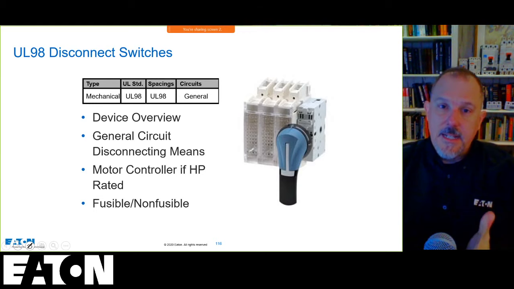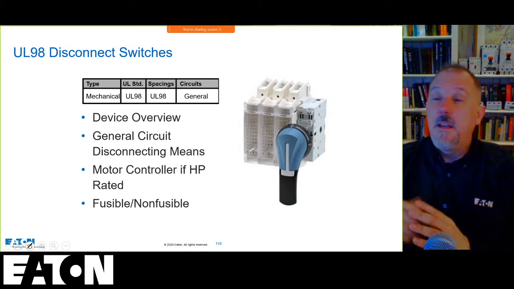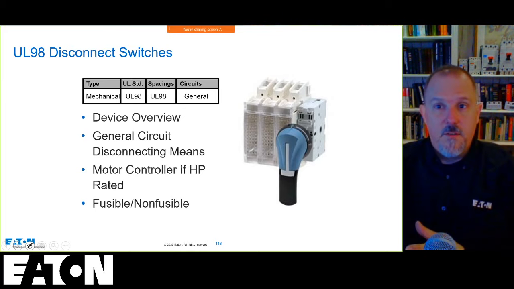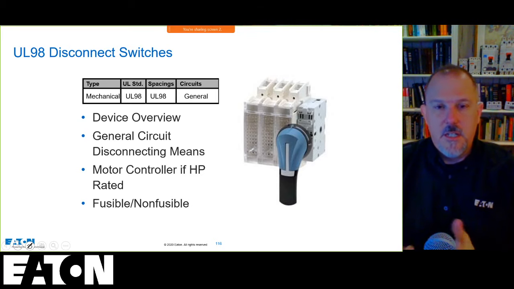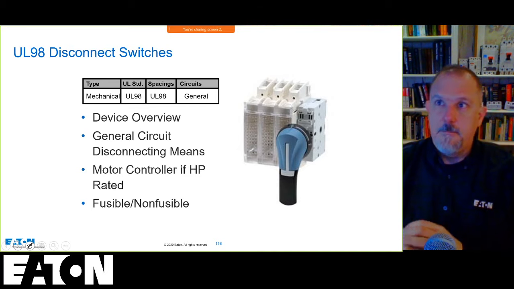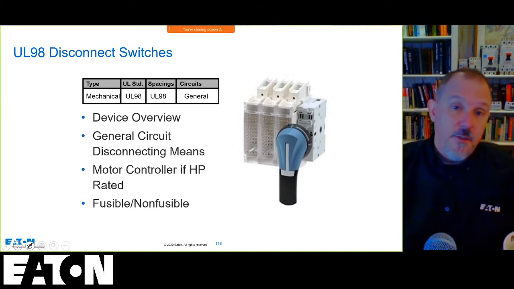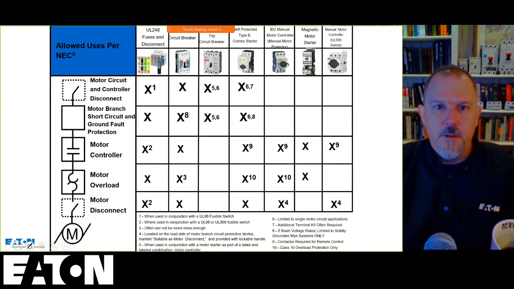UL 98 disconnect switch. Again, it's a disconnecting means for that motor. If it's horsepower rated, it can be used as a motor controller. You can have fusible, you can have non-fusible. The fuses could be part of the separate. You may have a disconnect switch that is a standard disconnect switch, but it'll specify the short circuit current rating based upon an upstream overcurrent protective device. I call that our spotter. If you want to take a look at one of the other videos that I have out on videos.eaton.com, I think is the URL for that.